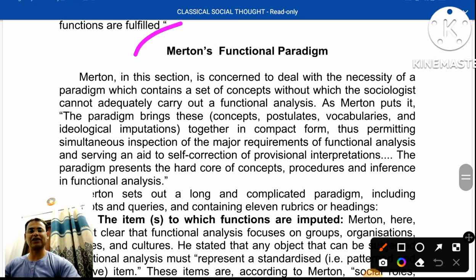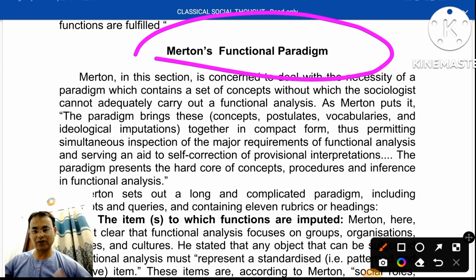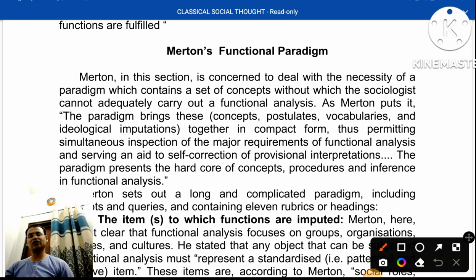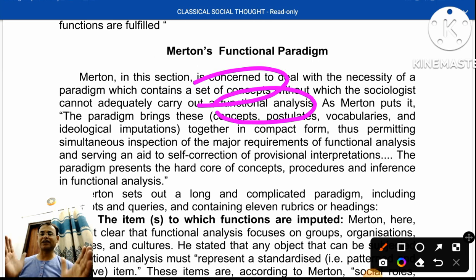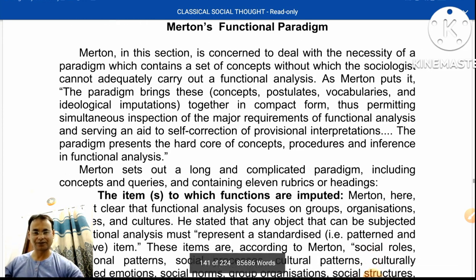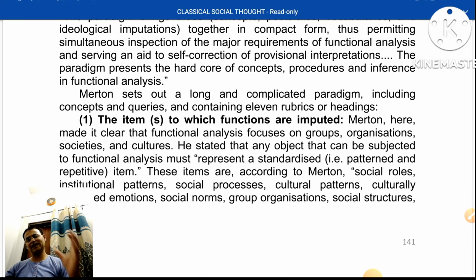And Merton's functional paradigm is very important to know. Merton in this section is concerned to deal with the necessity of a paradigm which contains a set of concepts without which the sociologist cannot adequately carry out functional analysis. As Merton put it, the paradigm brings these concepts, postulates, vocabularies, ideologies, imputations together in compact form, so that the sociologist can understand easily, thus permitting simultaneous inspection of the major requirements of functional analysis and serving as an aid to self-correction. The paradigm presents the hard core of concept, procedure, and inference in functional analysis.